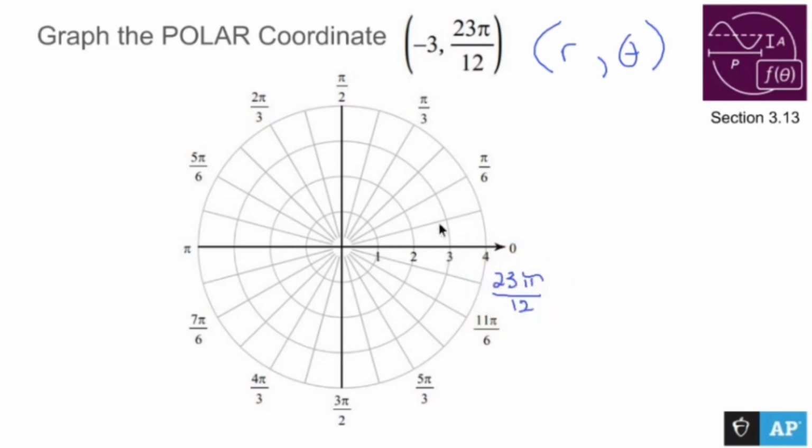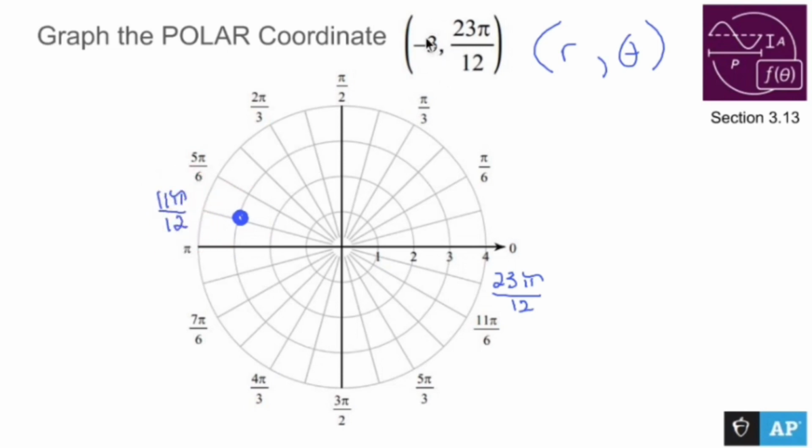Now, that's great and all. So I spin this around, I see 23 pi over 12, and I'm like, well, wait a minute. My magnitude is -3. That means I'm not going to go 1, 2, 3 towards 23 pi over 12. I'm going to go in the opposite direction. So 23 pi over 12 is this line, which in the opposite direction, spinning it around, is going to be this line. And I would go 1, 2, 3 spaces down this line, which represents 11 pi over 12.